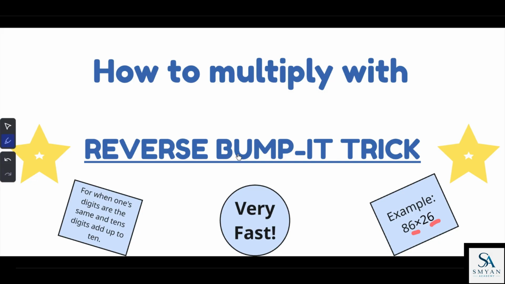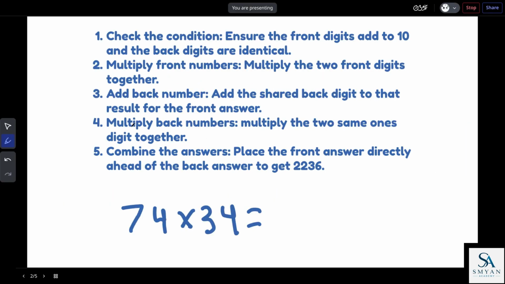However, in this trick, the tens digits add up to 10. So, summarizing that, it's for when the ones digits are the same and the tens digits add up to 10. That's what this whole trick is about. It won't make sense yet, but I'll tell you what the trick is later. Let's get started. Alright, so I'm going to read all this, and then I'm going to underline the main things we're going to do, and then we'll go to the practice problem.